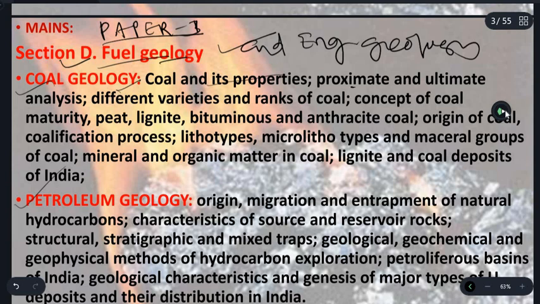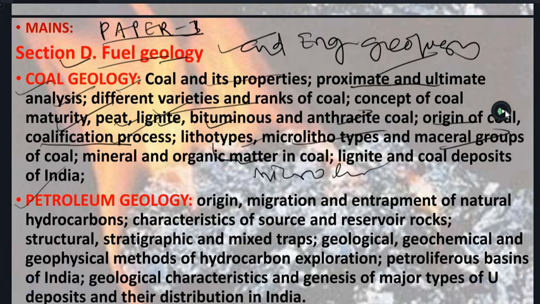This is the chemical analysis of coal, proximate and ultimate analysis, different varieties and ranks of coal, concept of coal maturity. So these are the different varieties of coal: peat, lignite, bituminous, anthracite, and origin, formation of the coal, or qualification process, and different types of microscopic properties. So these are the maceral, lithotypes, and maceral groups of coals. Okay. Any doubt regarding the syllabus? No, sir. Okay, great.